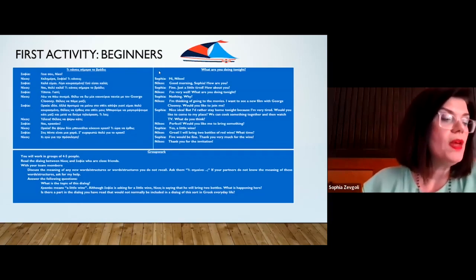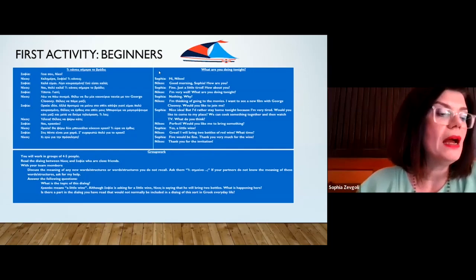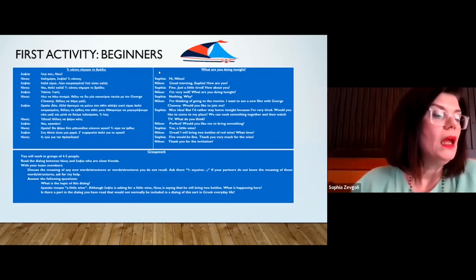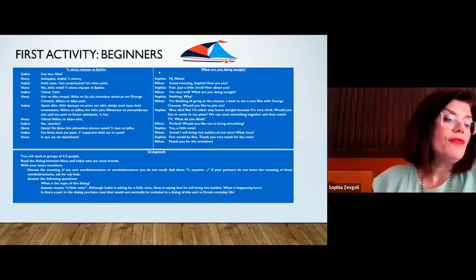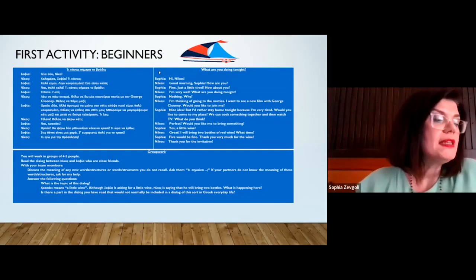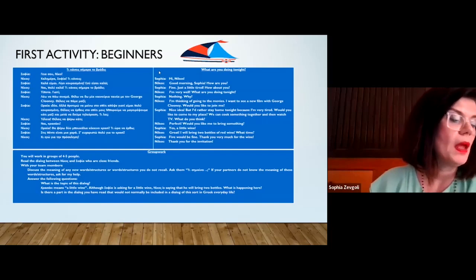Then, as a group, they need to identify the topic of the dialogue and answer 2 questions. The first question is about the use of a diminutive form in the dialogue, krasaki in Greek, which means little wine. Although one of the friends is asking for a little wine, the other person is saying that he will bring 2 bottles. What is happening here?